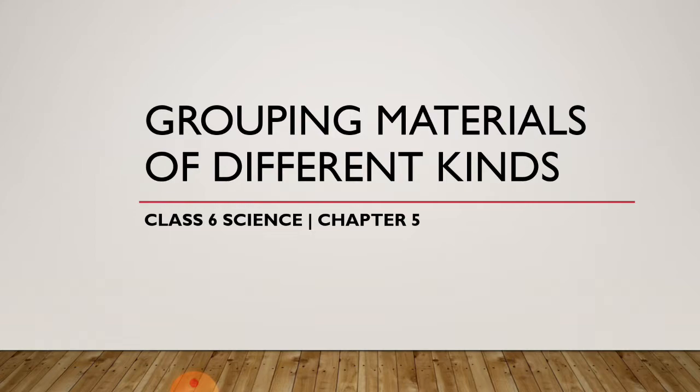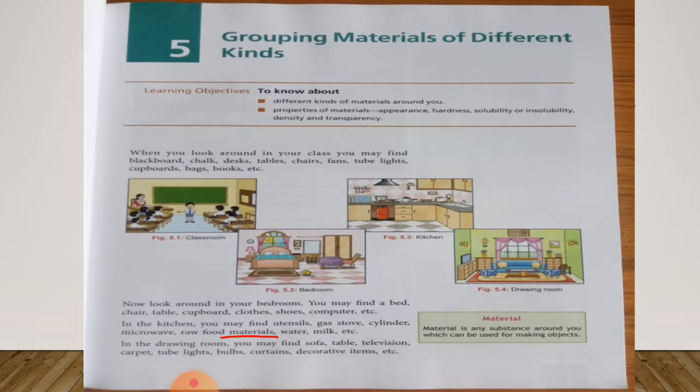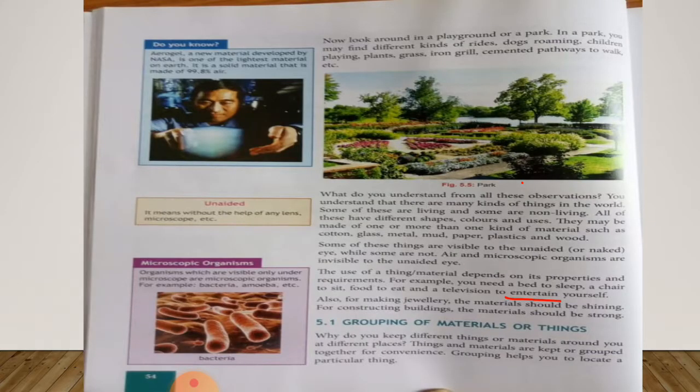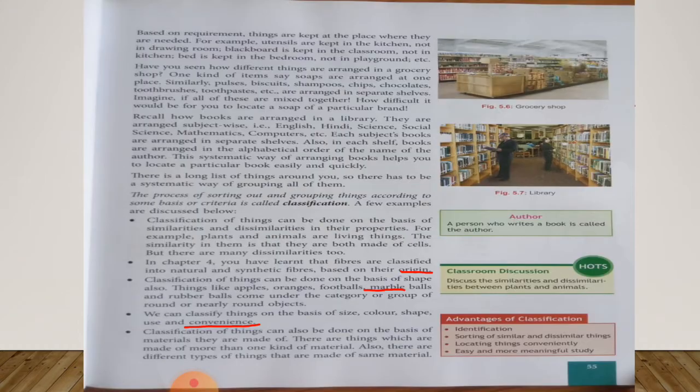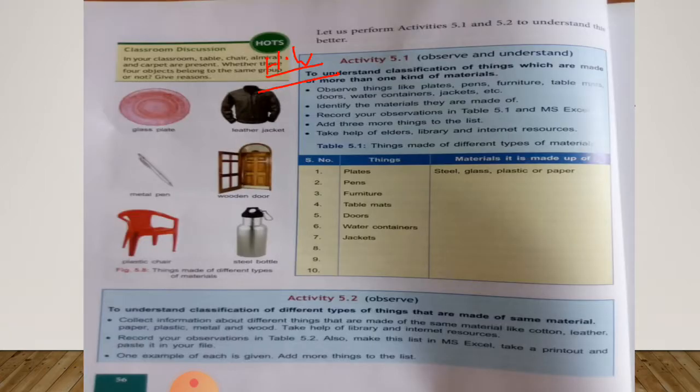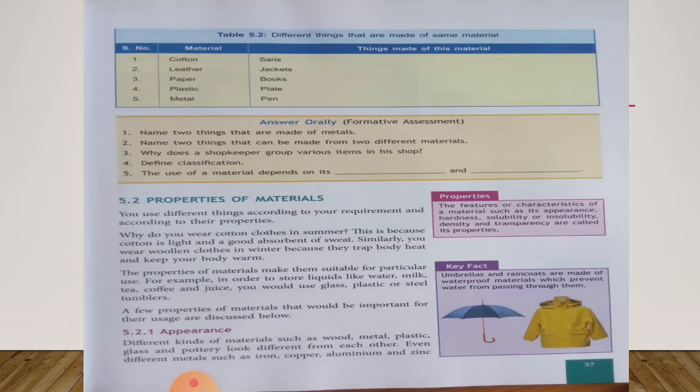In this chapter, we have seen different kinds of material around us. We have seen grouping of materials or things, and we have seen classification of materials or things. We have seen activity 5.1, activity 5.2, and activity 5.2 was your homework. I hope that you all have done this homework in your science copy.